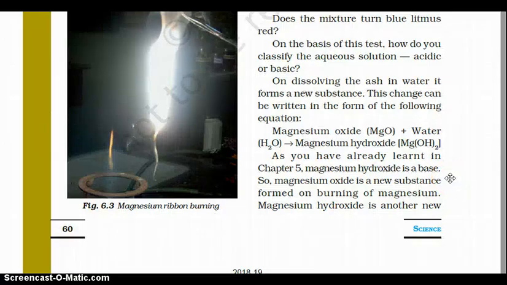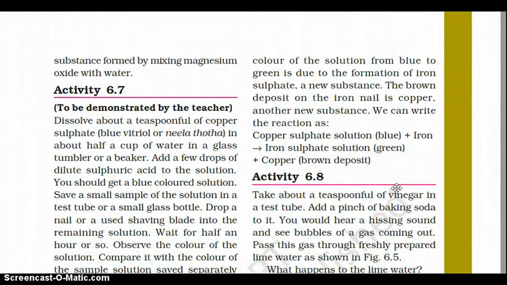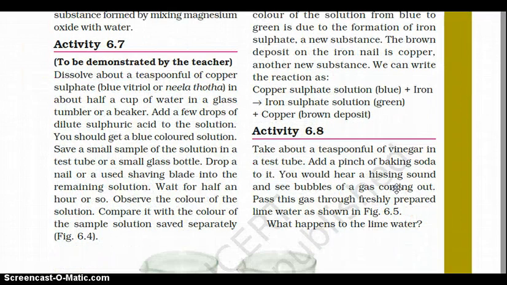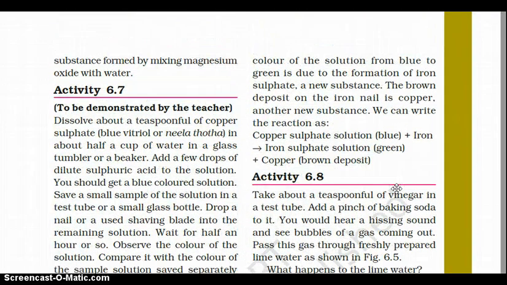Now we can say that burning of magnesium strip is a chemical change, because a new substance is formed and heat and light is given. So we have seen two chemical changes. First was formation of magnesium oxide, and then the second was formation of magnesium hydroxide.